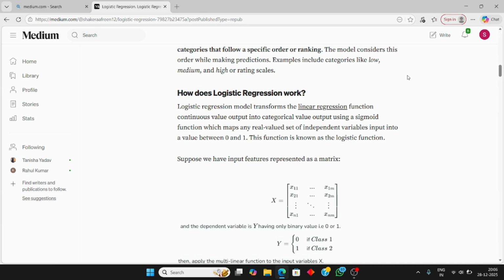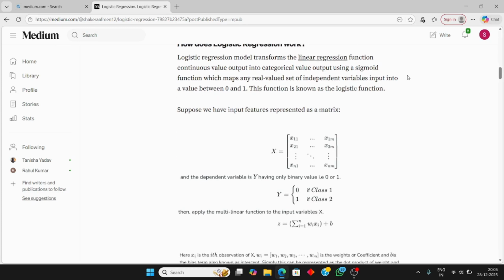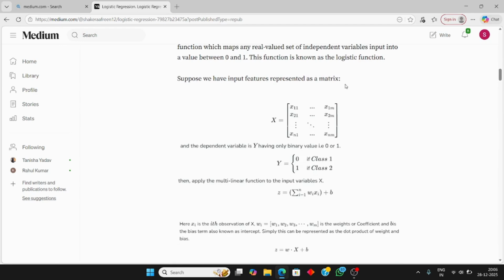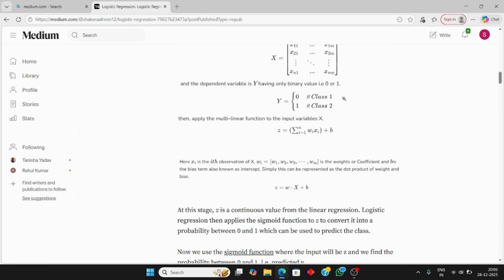Okay, basically logistic regression takes the input features, and the probability it gets is assigned to the features to determine their influence. Okay, here we have it like this. Suppose we have input features represented in a matrix X, and y is the dependent variable.